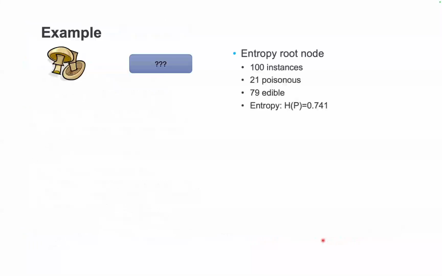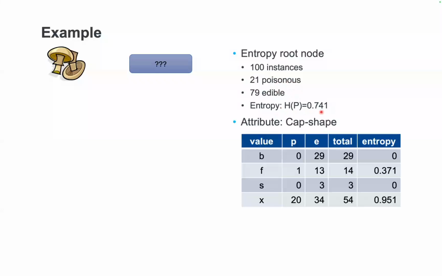So let's look at our mushroom example. We have an entropy root node. We have 100 instances, 21 of them being poisonous, 79 being edible. So we have an entropy of 0.741. Let's look at the cap shape. And the cap shape has 4 different value assignments, a certain number of poisonous ones over these different values and edible ones, and total ones per particular value.